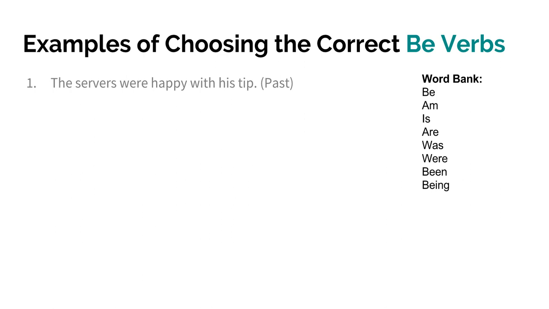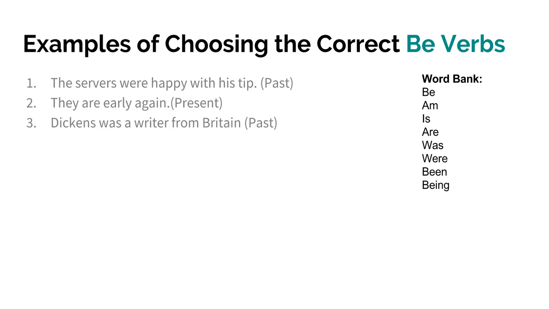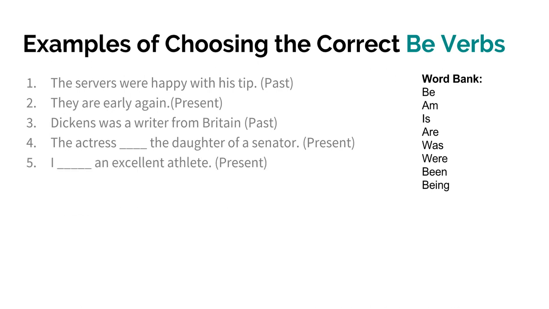The servers were happy. We needed a past tense verb, were, and it needed to talk about more than one, servers. They are early again. This is a present tense sentence, and it's still plural, so we needed are. Dickens was a writer from Britain. Single subject, one person, so was because it's past tense. I want you to try 4 and 5 on your own. If you need to, look back a little bit for that chart that tells you which ones are present and past and singular and plural, and go from there.